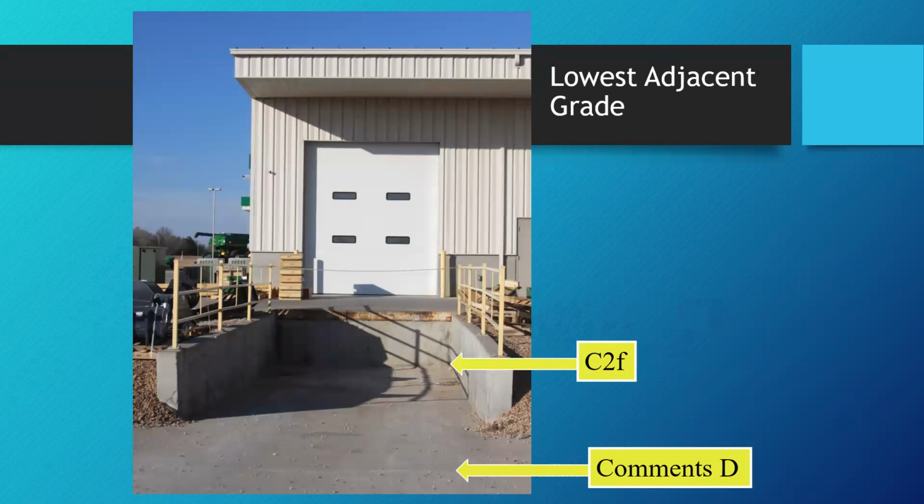And then just a real life example. So C2F, the lowest adjacent grade would be at the bottom of that ramp. So this looks like a 1B. And then comment section D, again, that's sort of if you're trying to get that intervening higher grade, that you would discuss that in the comments and maybe attach a sketch. But again, it's mostly for natural grade and not covered in concrete.